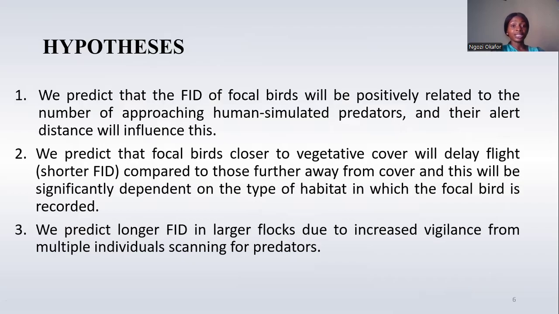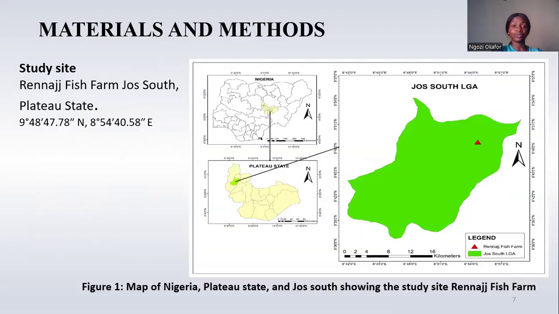Firstly, we predicted that FID of focal birds will be positively related to the number of approaching human-simulated predators, and that the start distance would influence this. We also predicted that focal birds closer to vegetation cover would delay flights compared to those further away from cover, and this would significantly depend on the type of habitat in which the bird is found. Lastly, we predicted longer FID in larger flocks due to increased vigilance from multiple individuals scanning for predators.